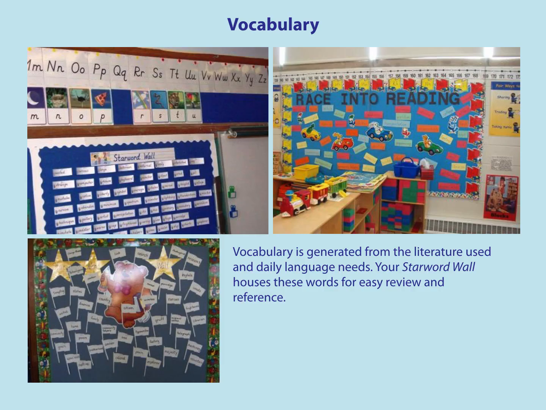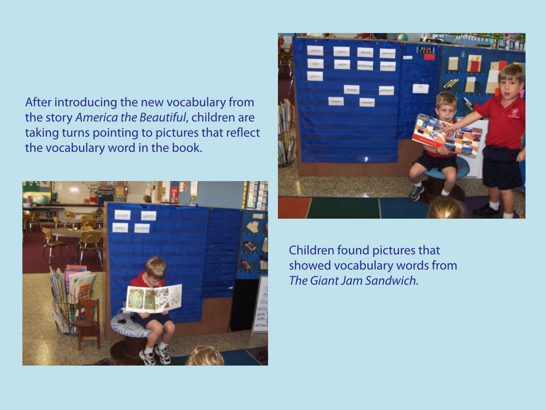Introducing new vocabulary words is an important part of the Starfall kindergarten curriculum. Vocabulary is generated from literature included in daily classroom language situations. The Star Word Wall houses these words so teachers and children are reminded to review previously introduced vocabulary. The children practice new vocabulary in a variety of ways, including locating vocabulary words in stories and having class discussions related to the words. The children are also encouraged to use the vocabulary words in a variety of ways.